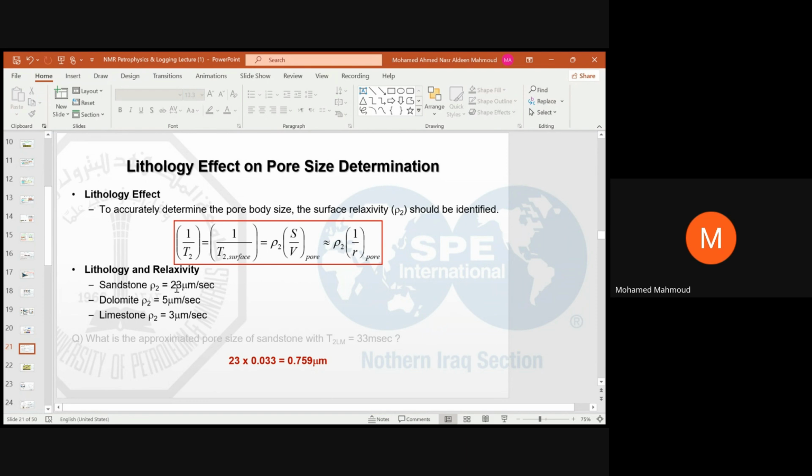Look at the sandstone, for example, surface relaxivity 23, and for dolomite 5, for limestone 3. So, for example, for a sandstone, for a T2 relaxation of 33 millisecond, the pore size will be 0.759 micrometer. Again, this is for sandstone. For calcite, it will be completely different. It will be smaller than this one, because the surface relaxivity is almost 1/5 compared to the sandstone. This is why, converting NMR to pore size distribution, we should know the mineralogy to get these parameters in the equation.